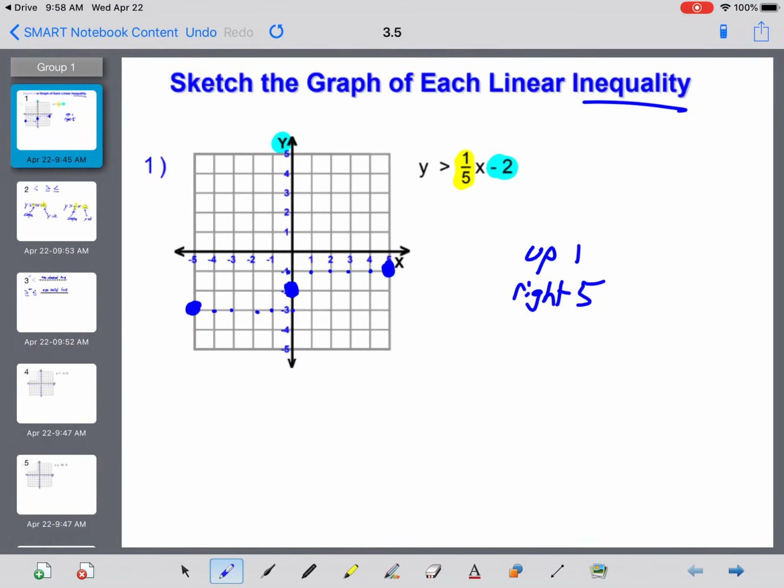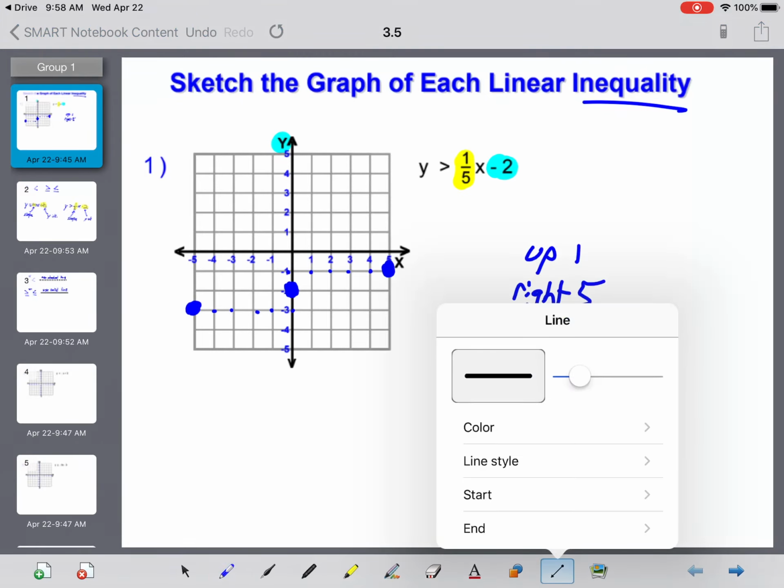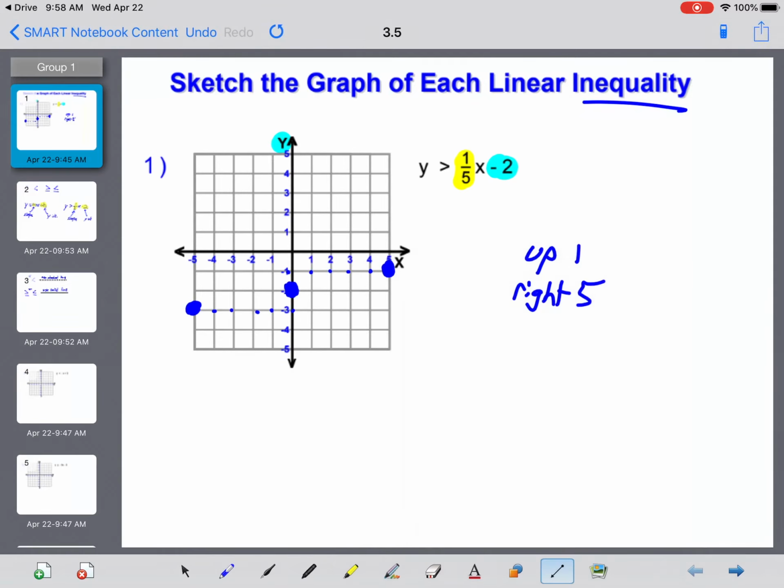Okay, so if we look at example number 1, we have a greater than. So we're going to use a dashed line. Line style, dashed, and we're going to connect them. Don't forget to always put your arrows on the end. And now there's one more step that goes with this.